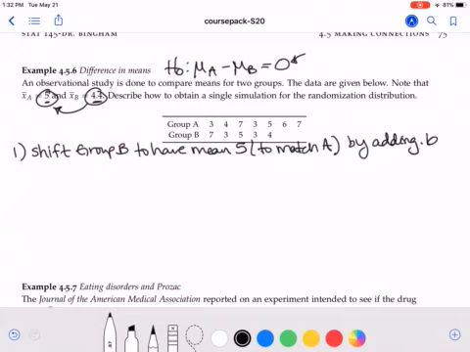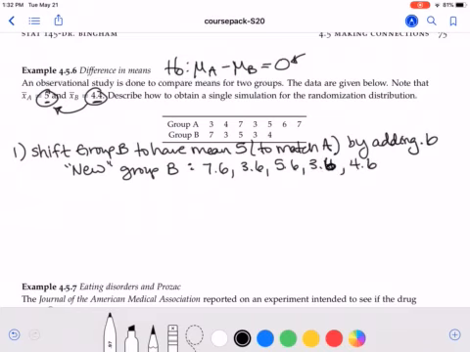So our new group B would be all these observations where we've added 0.6. That data set now has a mean also of 5. So I've got two data sets, group A and new group B, with a mean of 5. And so what we do now is we bootstrap from them. So we resample with replacement.